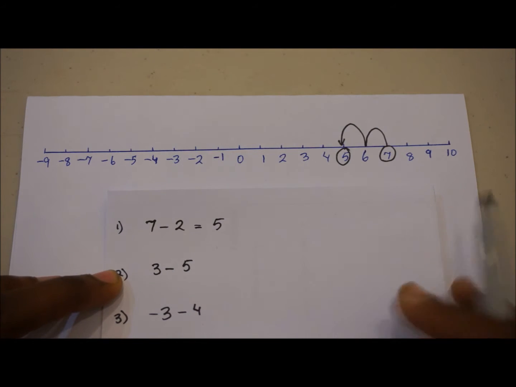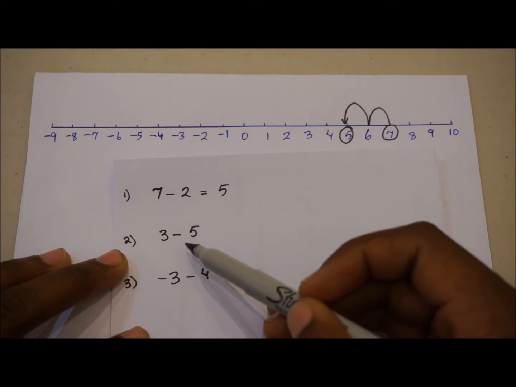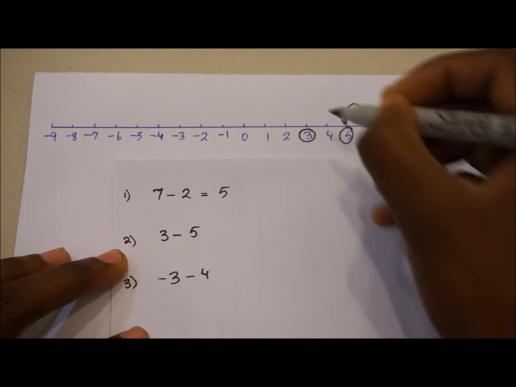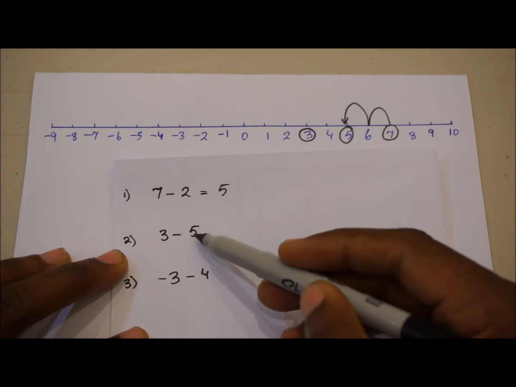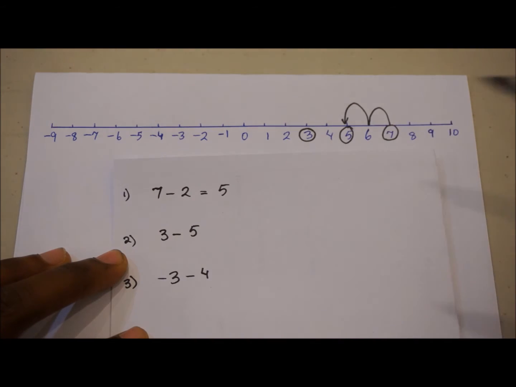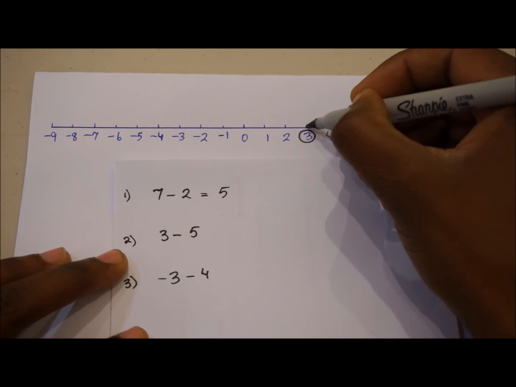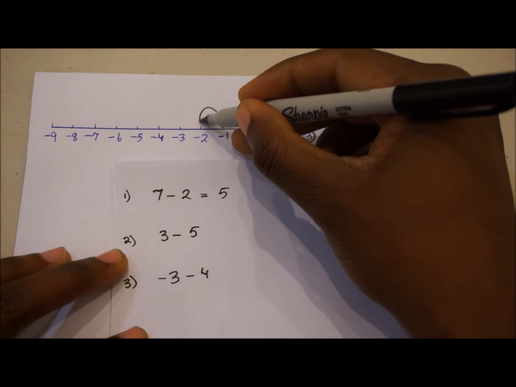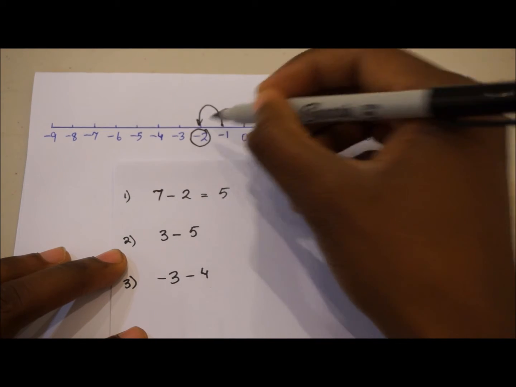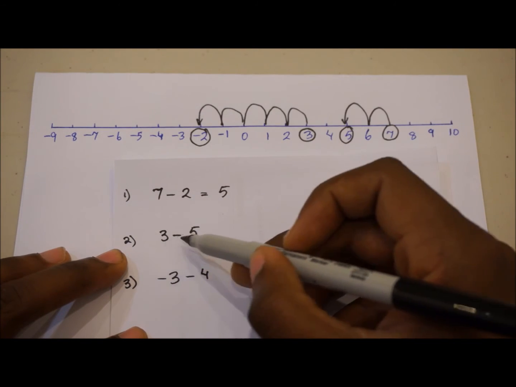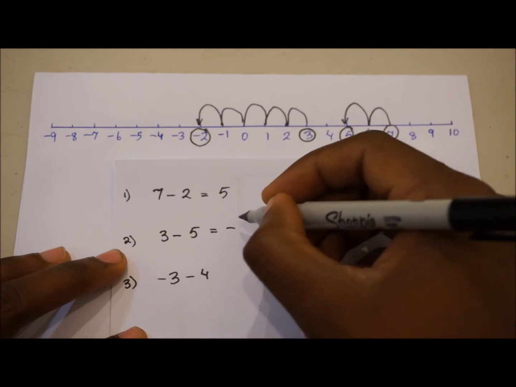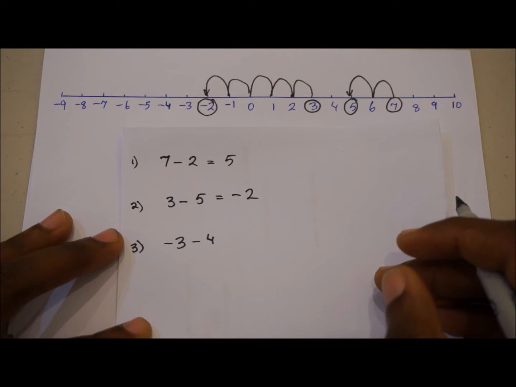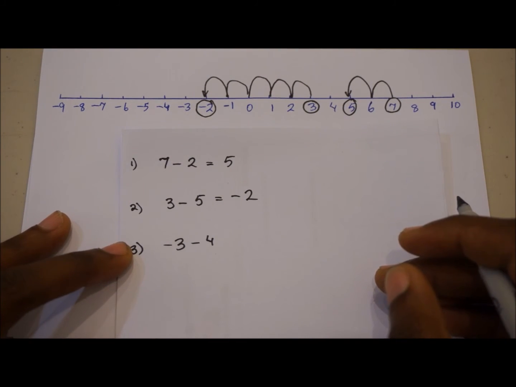Here's another example. 3 minus 5. Same thing, we start with the 3, so we start at 3 right here. And then we have minus 5. That means we need to move 5 spaces towards the left. 1, 2, 3, 4, 5. We end up on minus 2. Therefore, 3 minus 5 is minus 2. Nice, so minus 5 means move 5 spaces to the left.